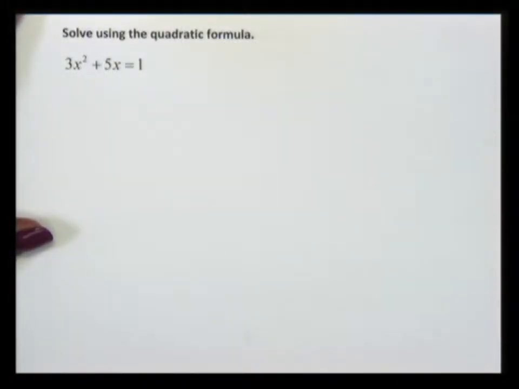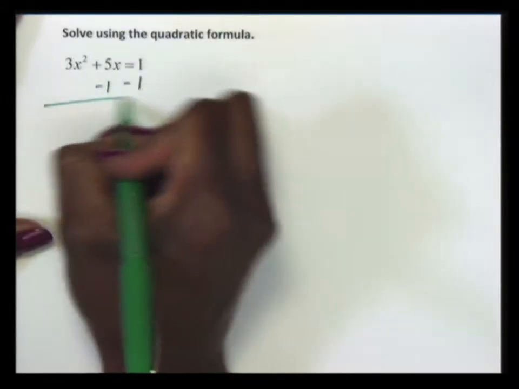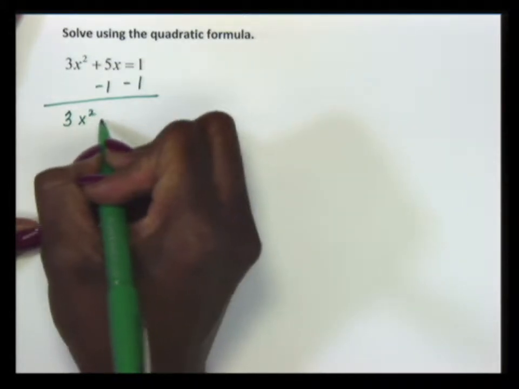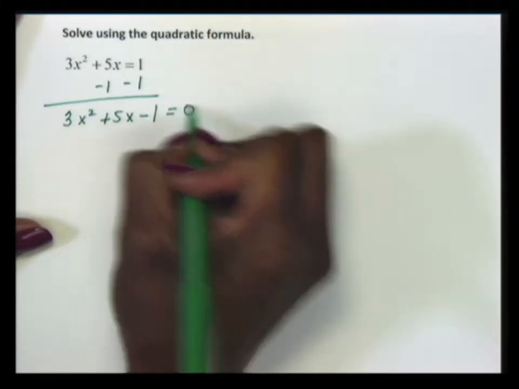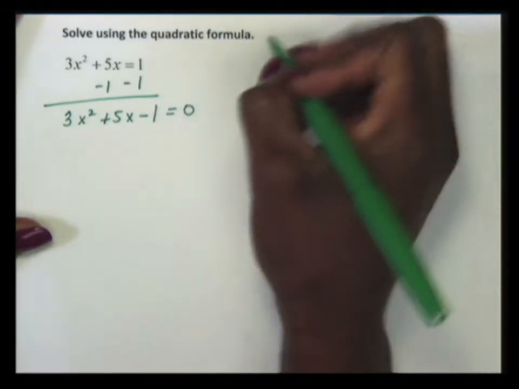In this example, we have the quadratic equation 3x squared plus 5x equals 1. The first thing we have to do is set the equation equal to 0. To do this, we will subtract 1 from both sides of the equation. We have 3x squared plus 5x minus 1 equals 0. We're going to use the quadratic formula.